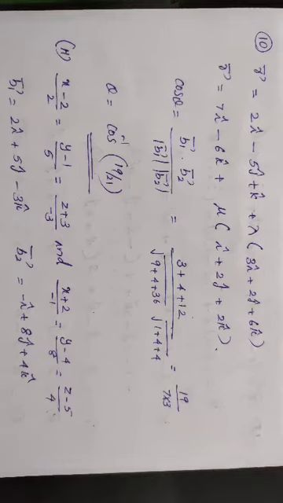Hi students, we were discussing the chapter Three Dimensional Geometry. We have already discussed the first topic, direction ratios and direction cosines. Next we were discussing the second topic, equation of a line in space. I hope you have studied all the equations and the conditions of a line. Today we can discuss the remaining questions of Exercise 11.2.